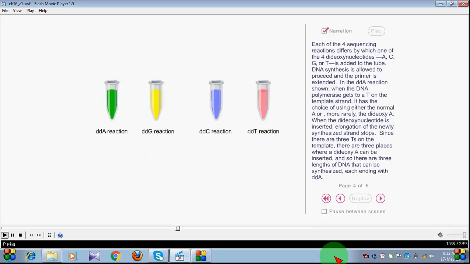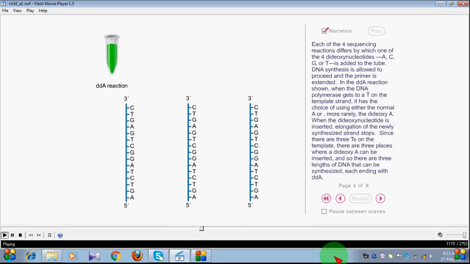Each of the 4 sequencing reactions differs by which one of the 4 dideoxynucleotides, A, C, G, or T, is added to the tube. DNA synthesis is allowed to proceed and the primer is extended. In the DDA reaction shown, when the DNA polymerase gets to a T on the template strand, it has the choice of using either the normal A or, more rarely, the dideoxy A. When the dideoxynucleotide is inserted, elongation of the newly synthesized strand stops.